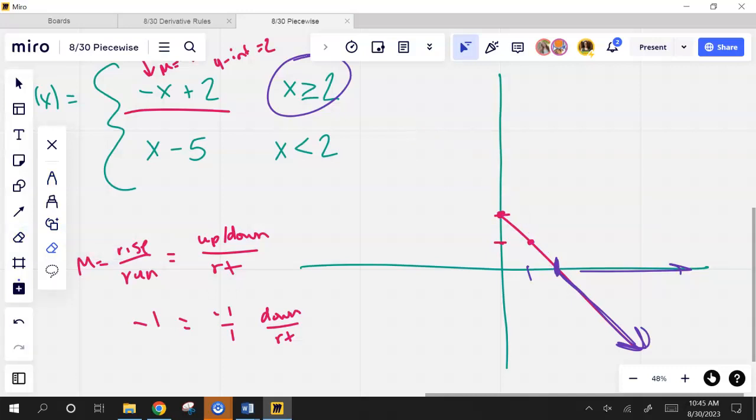So all of this is gone, and now all I have left is the piece that is when x is bigger than 2. So I erase the part that doesn't fit. That's why I call it the eraser method.